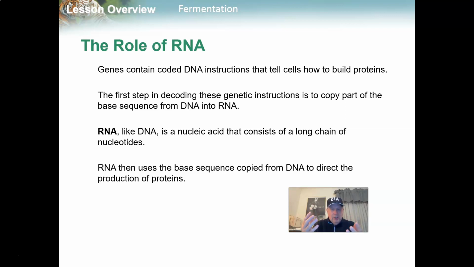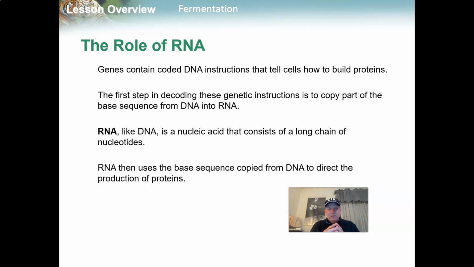Like, do we have curly hair? Are we going to have a certain color skin? Okay, so genes contain DNA instructions. The first step in decoding these genetic instructions is to copy part of the base sequence from DNA to RNA. So to get these instructions, we have to get them from DNA and we have to turn it into RNA.